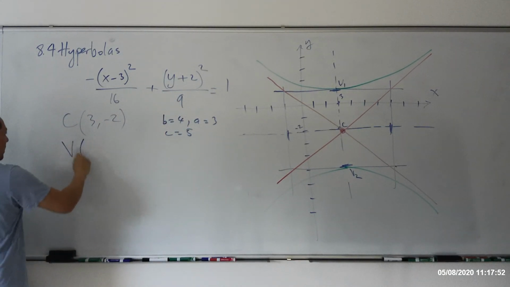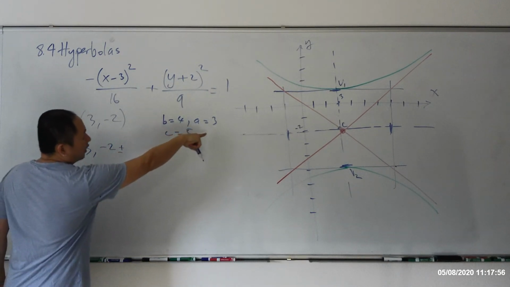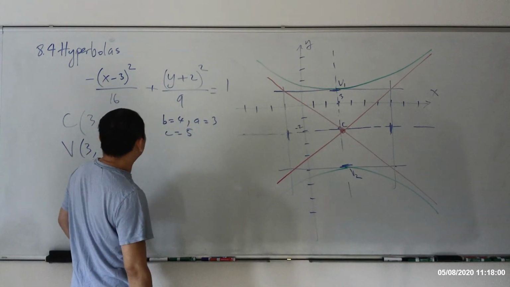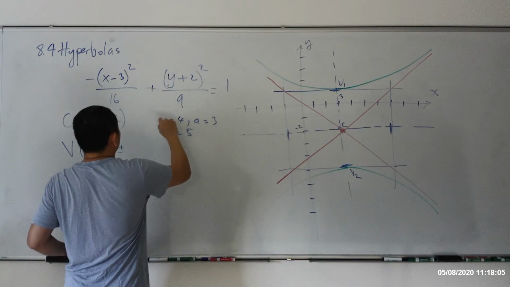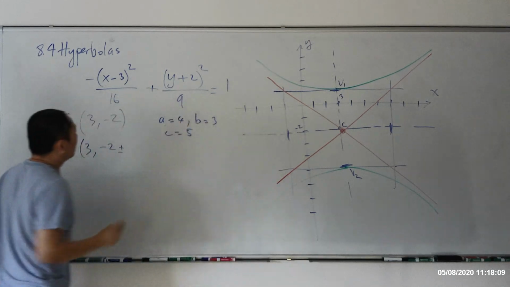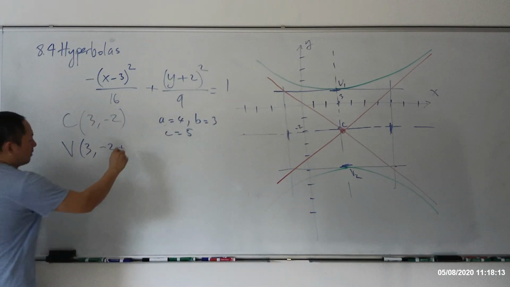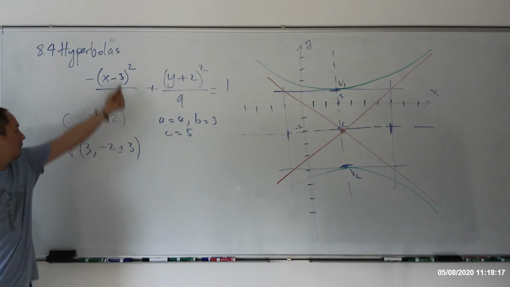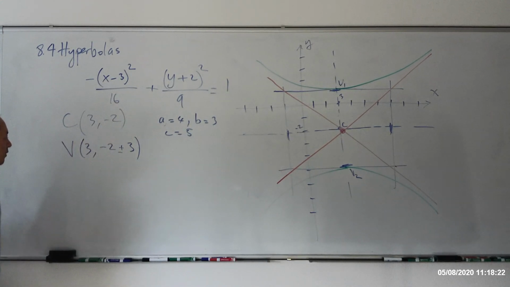The vertex will be (3, -2) plus or minus, up and down, how far? Oh, I'm sorry, I wrote it backward. a is 4, b is 3. Up and down 3 units. So we're going to add and subtract 3 from the y coordinate, because from the center we go up 3 units and down 3 units. Add 3 and subtract 3 from -2.